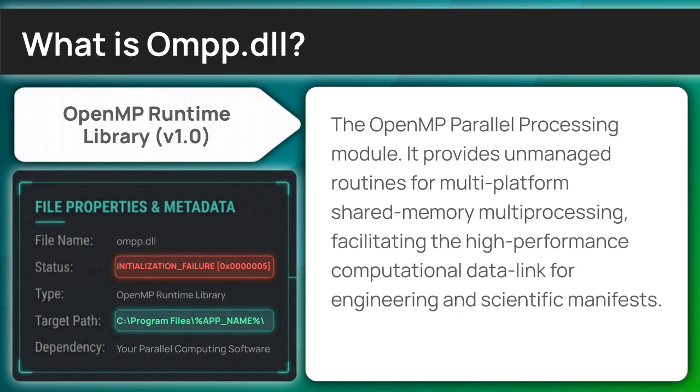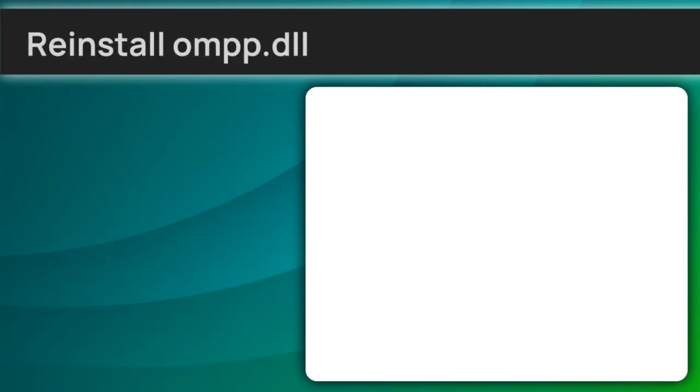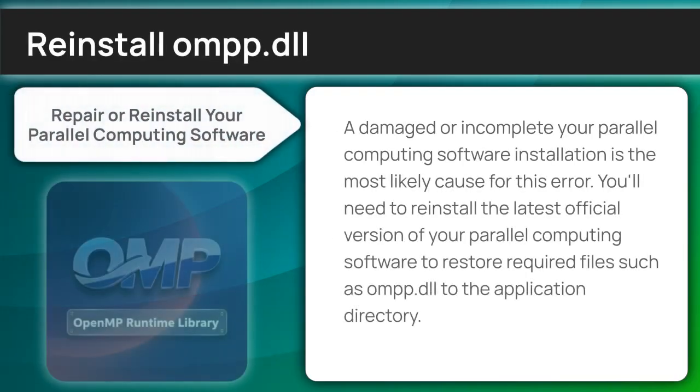With that context in mind, our first logical step is a clean reinstallation. A damaged or incomplete installation of your parallel computing software is the most likely cause for this error. You'll need to reinstall the latest official version of your parallel computing software to restore required files such as OpenMP Library DLL to the application directory.